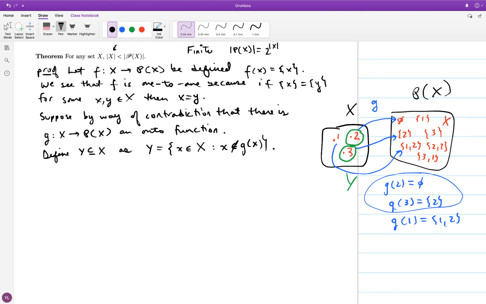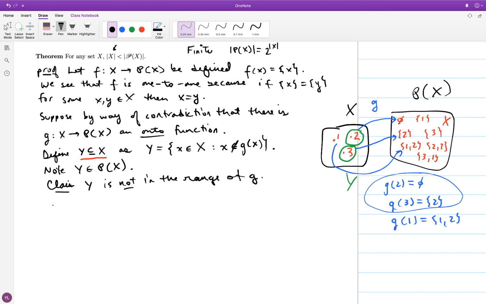Okay, so this is my cleverly defined subset of the domain, right? Y is a subset of X, and being a subset of X also makes it an element of the power set. That's a good thing to observe, right? Note, Y is an element of the codomain. And my claim is that Y is not in the range of G. And that will contradict the fact that I'm assuming G is an onto function.